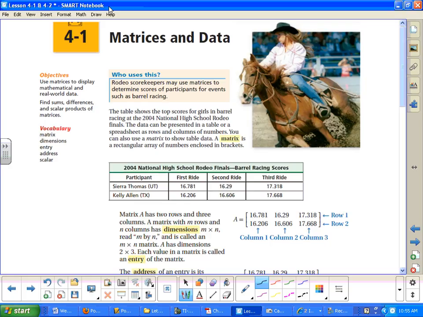Okay. All right, this table shows the top scorers for girls in barrel racing at the 2004 National High School Rodeo Finals. Do we have any equestrian people in here? Oh, yeah. Good. All right. Caitlin, are you on the equestrian team that we have here? Awesome. Do you do the barrel racing? I wish. You wish? Okay.